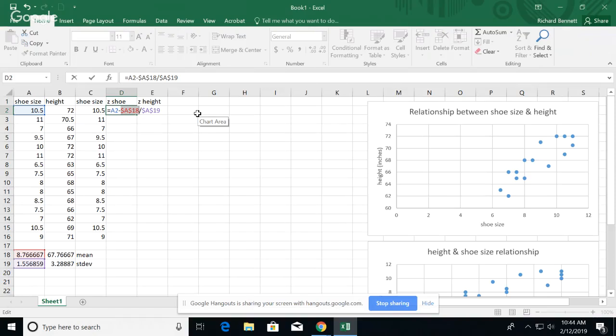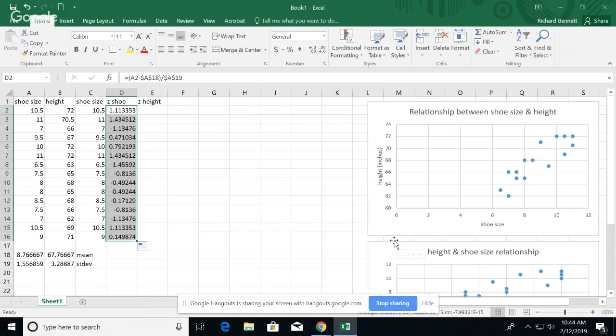I need parentheses around just the numerator, right? I need a parenthesis here. Oops, didn't mean to erase that. And I need it around the numerator, okay? All right, does that make sense? Yes. Okay. Now we're going to copy it down. Wow, I love it. Some of them should be positive, some of them will be negative.